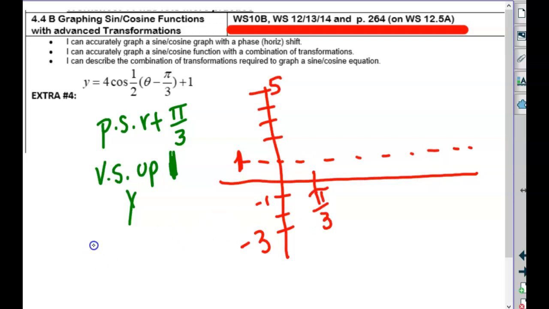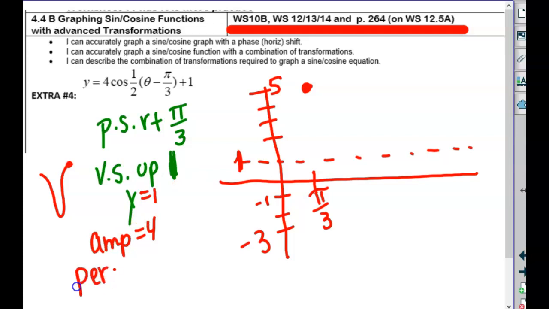What else? It's right. Got that part. The shape is maximum to maximum, right? So it's going to actually start up here at 5.